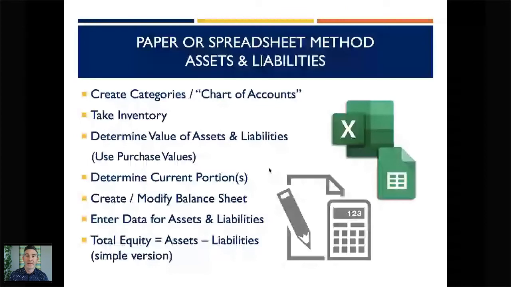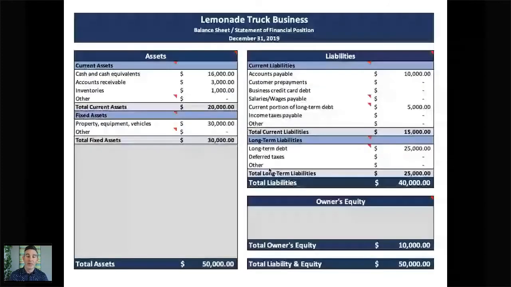Just do assets minus liabilities, and there you have your total equity. So I'll give you an example of what that could look like. In our lemonade truck business, again, we had our assets over here of $50,000. We had our liabilities on the right of $40,000. And then we know the difference between the two is $10,000. So that just goes into your owner's equity.